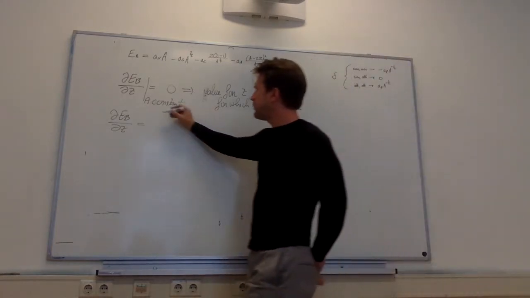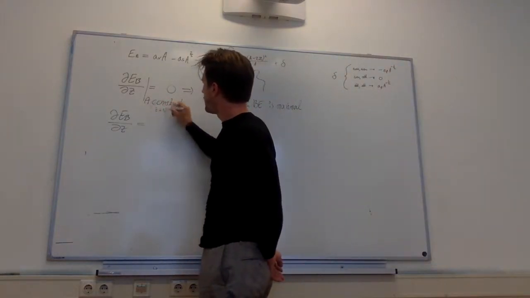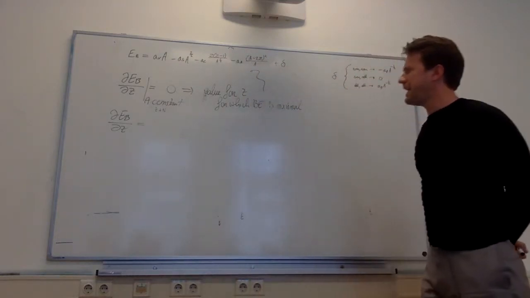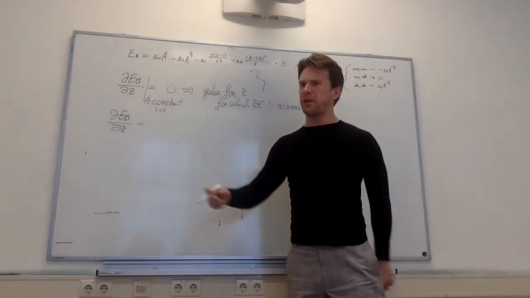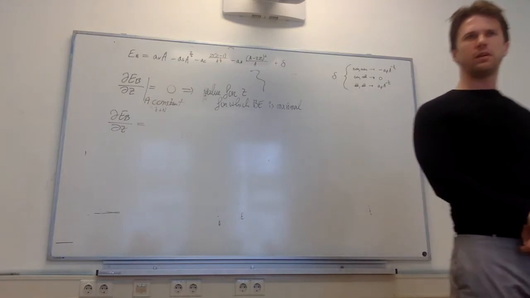I mean, A is just Z plus N. I'm going to keep A constant, whereas the derivative by definition means I'm going to shift Z around a little bit. Yeah. Is there an issue?